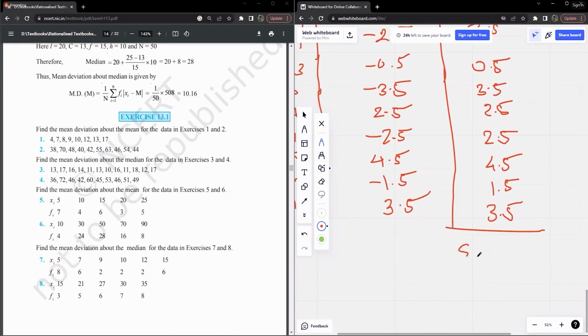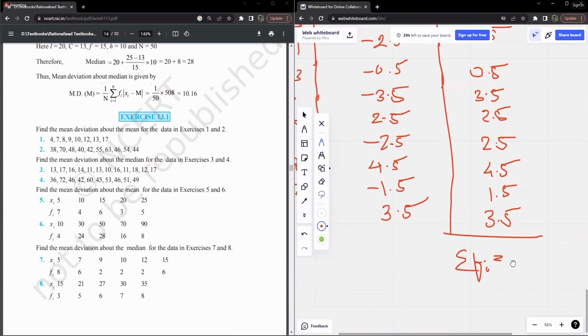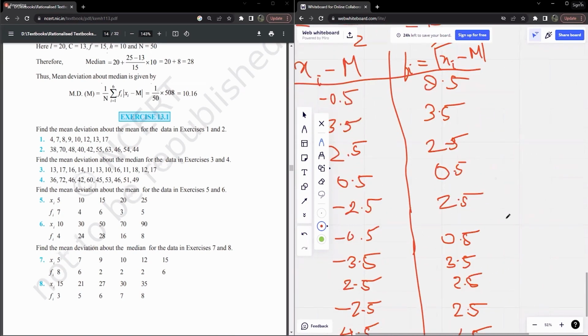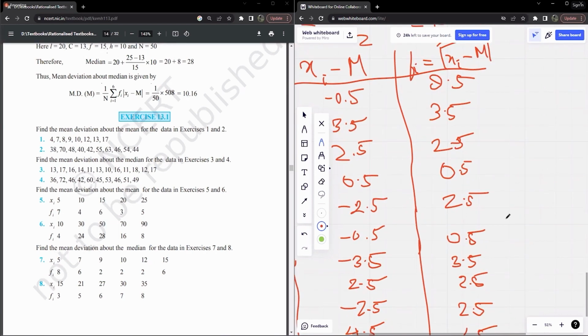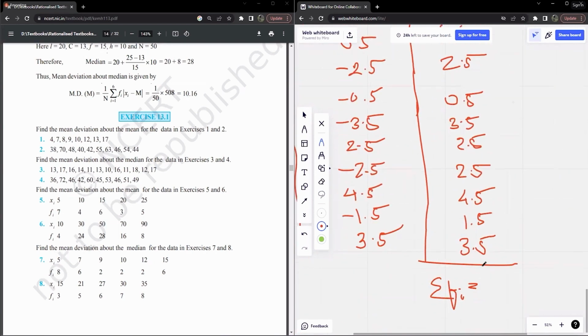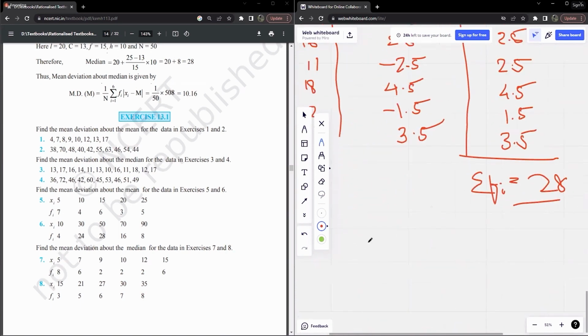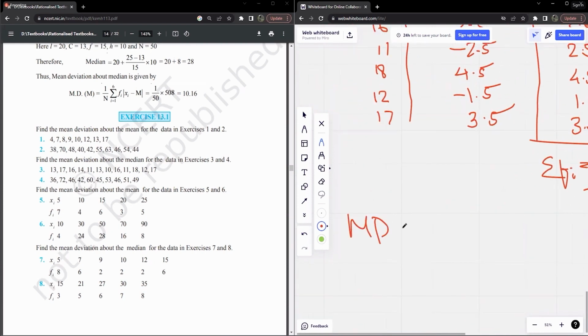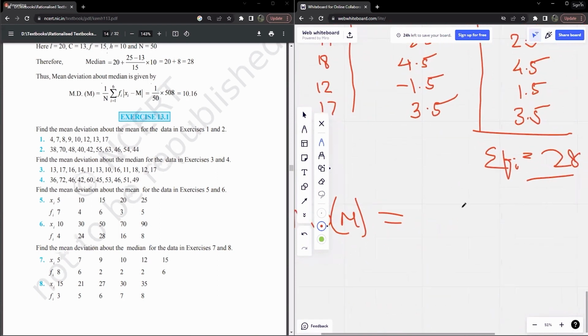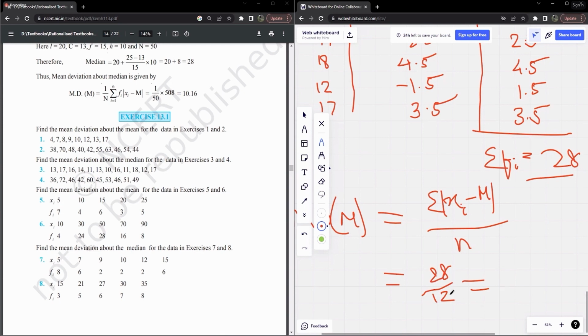So summing all of this up, sigma fi is going to be equal to the sum of all these numbers, which is basically 28. All right. So finally, the mean deviation about the median is equal to this whole summation of mod xi minus M divided by the number of observations. That is going to be 28 divided by 12, which is equal to 2.333.